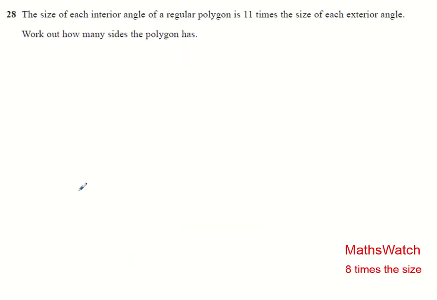And finally, question number 28. The size of each interior angle of a regular polygon is 11 times the size of each exterior angle. Work out how many sides the polygon has. Now before I move on to the actual question with one angle being 11 times the size of the other, let's have a look at the relationship between interior angles and exterior angles.